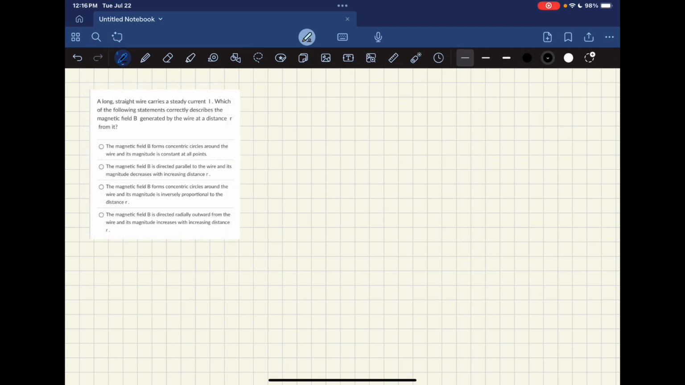Okay, now we have a long straight wire carrying a steady current I, and then it asks us to identify which statement correctly describes the magnetic field generated by the wire at a distance r from it. To solve this, we need the equation for a magnetic field at a distance r, which is given by B equals mu naught, which is the permeability constant, times I, which is the current, over 2 pi r, which is the radius.